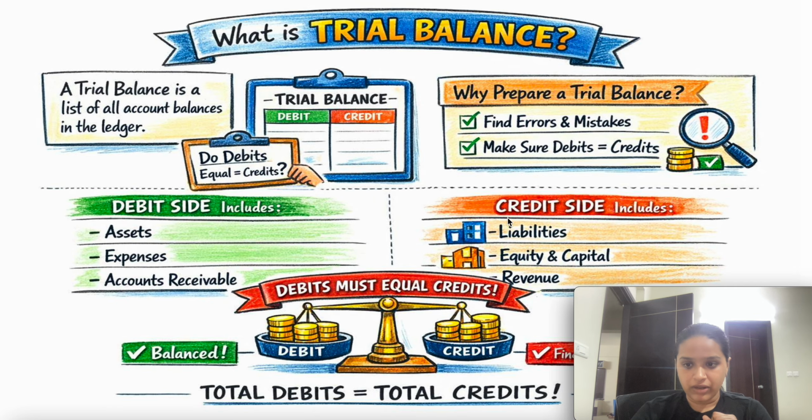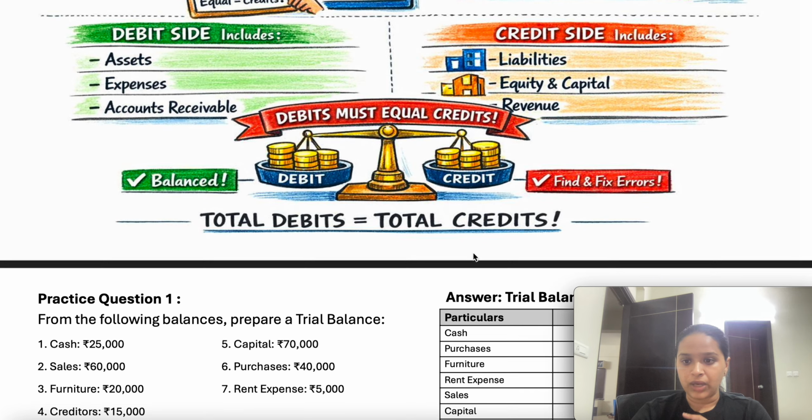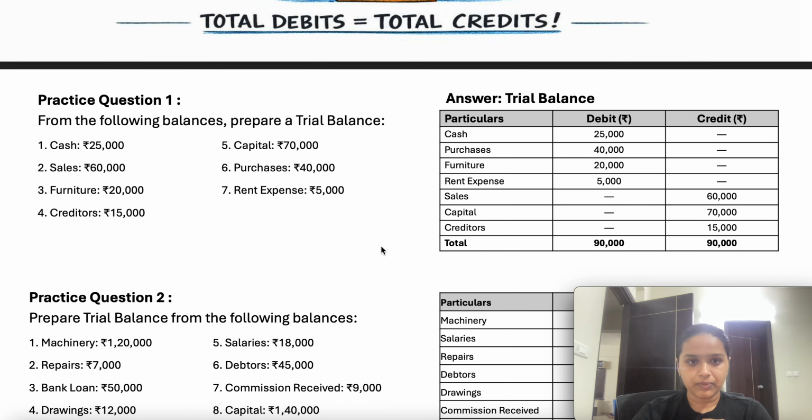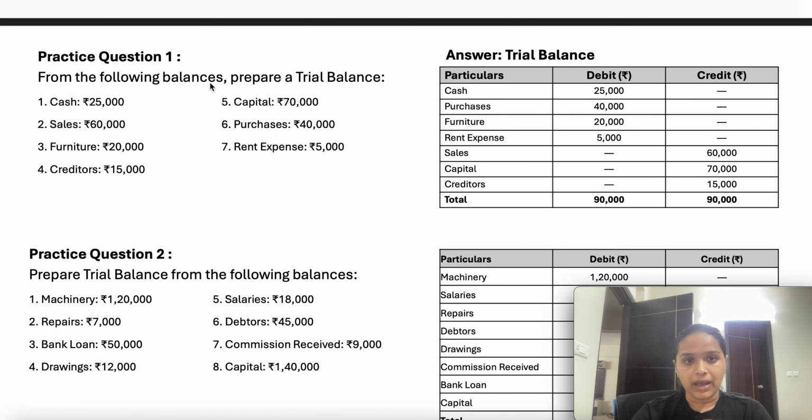Okay, so let's try a few examples through which you can enhance your understanding. From the following balances we have to prepare a trial balance. Cash is an asset, it must be a debit balance, so it will appear on the debit side. Sales 60,000 means it is our revenue, it is a credit balance, so it will reflect on the credit side. Furniture is also an asset, so similarly the debit side.